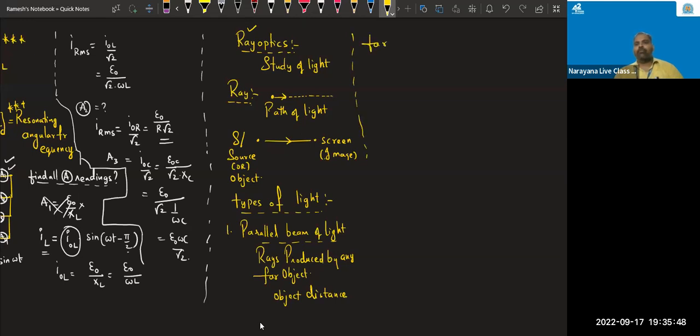What is the meaning of a far object? The distance which is equal to or more than 7 meters is called what here? Far object. What is the meaning of a near object? The object which is less than 7 meters is called what here? Near object. So 7 meters, almost, you can write infinity.